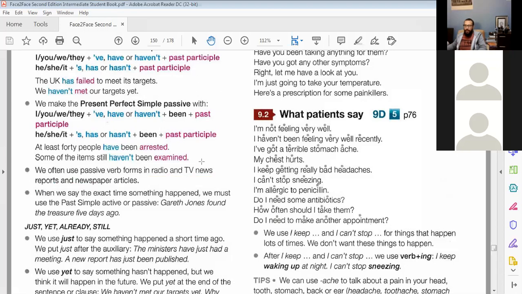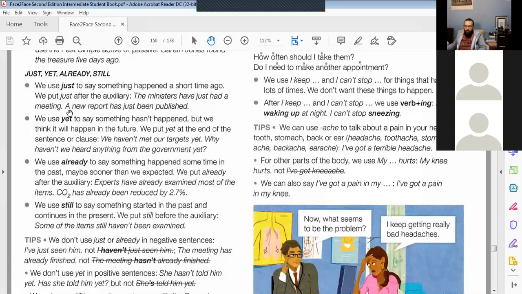All right, and the next part, this is the part we were talking about, the differences between just, yet, already, and still. So just, it means something happened a short time ago. And we put just after the auxiliary. Okay, بالنسبة لي yet, it means something hasn't happened, but we think it will happen in the future. يعني مسألة وقت بتصير. Okay, and we put it at the end.